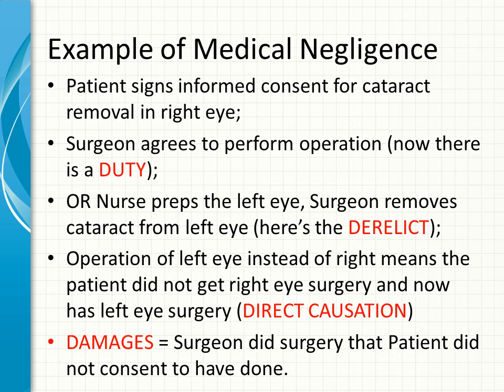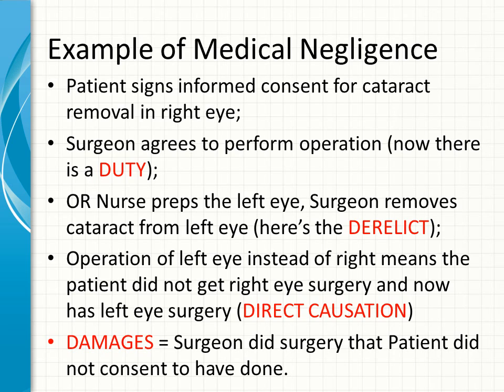Patient is taken in the operating room, is asleep. The nurse preps the left eye instead of the right eye, and the surgeon removes the cataract from the left eye. Here's the derelict. We're going to presume that there was a cataract on the right and left eye, and actually removing a cataract, that shouldn't in itself be so damaging, except that it was beyond the scope of the consent. Patient did not consent to have the cataract removed from the left eye. So the doctor did not perform the duty that he or she agreed to perform for the patient, so there's a derelict.